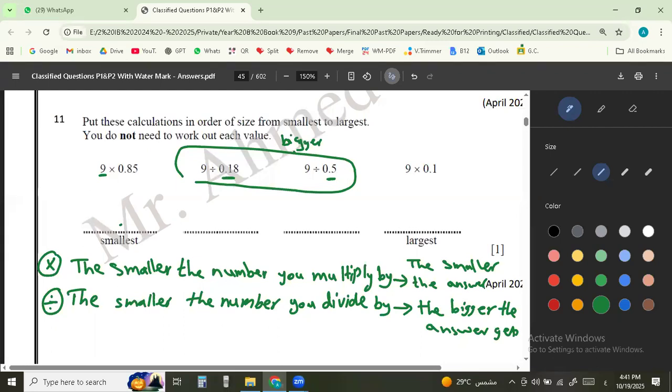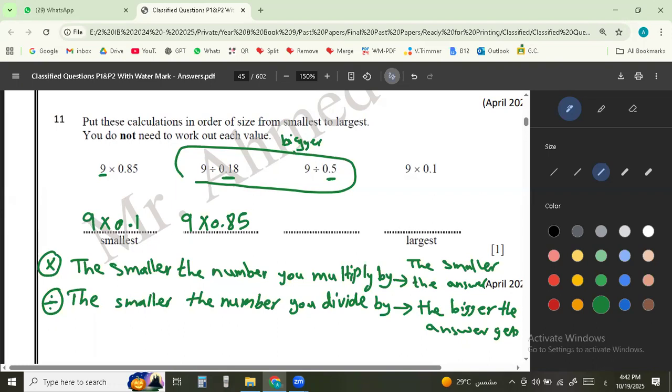But what about the multiplication? We agreed in multiplication, the smaller the number you multiply by, the smaller the answer will be. So here 9 times 0.1 is going to be smaller than 9 times 0.85. This is smaller than that because the smaller the number you multiply by, the smaller the answer will be. But in the division, we agree the smaller the number you divide by, the bigger the answer.